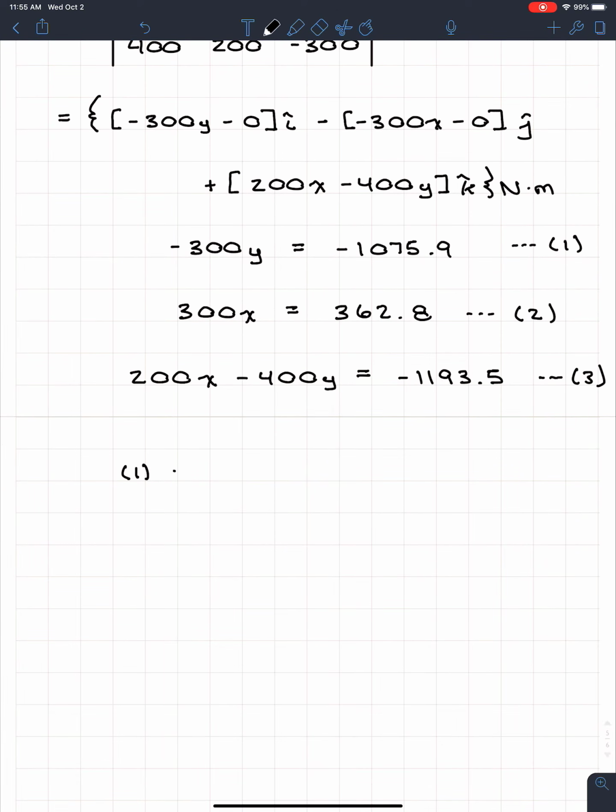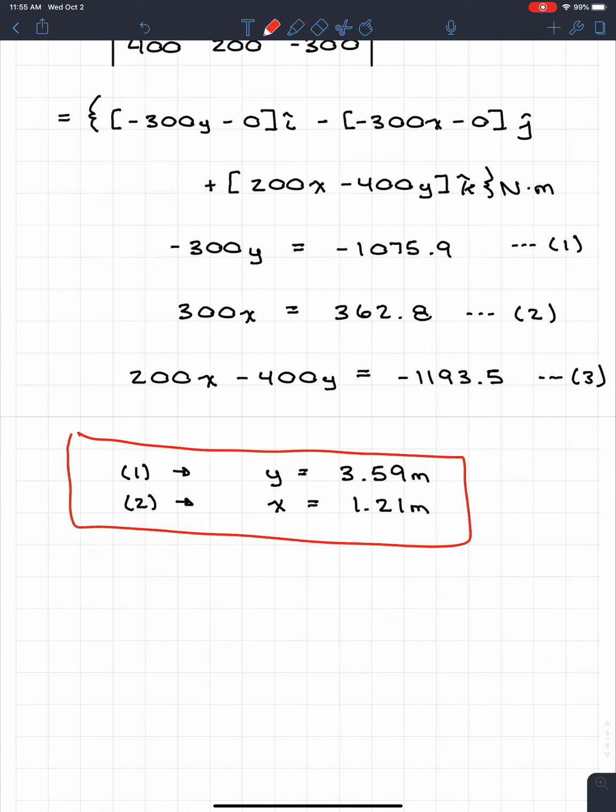So from equation 1, we can easily solve, and what we get is that y is equal to 3.59 meters. And from equation 2, what we can do is solve that, and we're going to get that x is going to be equal to 1.21 meters. And that right there is our final answer along with the stuff above.